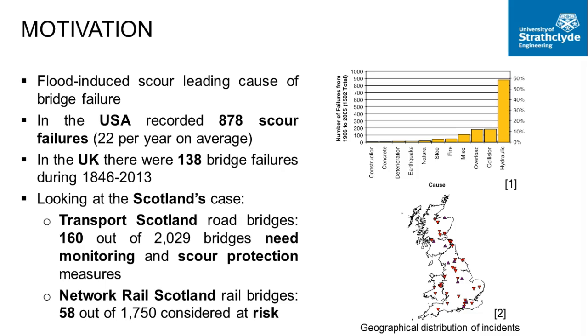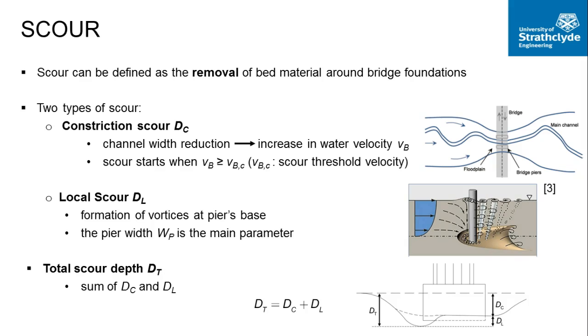Flooding and scour are the leading cause of bridge failure worldwide. Around 1,000 bridges failed in the US in 40 years, and in the UK there were 140 bridge collapses in the last century. In Scotland now there are more than 20 bridges, both roadway and railway bridges, considered at high scour risk. Scour is the erosion of the bed material due to flowing water.